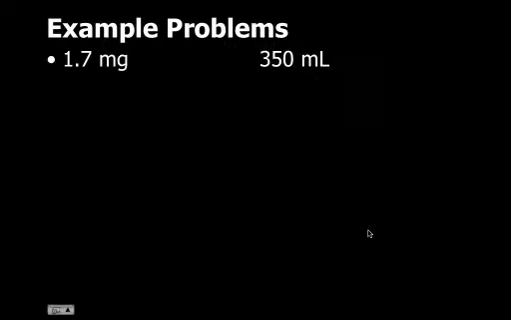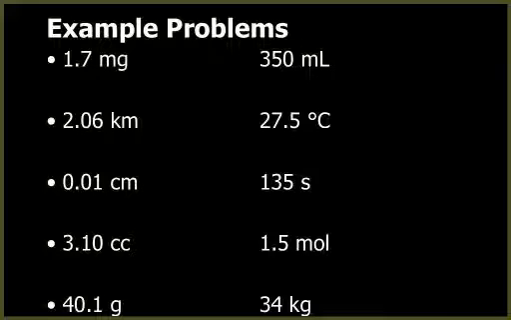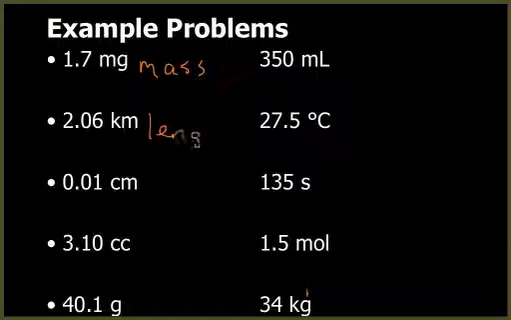Okay, so just a couple of example problems here. We're going to see if we can label these in terms of what type of measurement it is. For this first one, 1.7 milligrams, that is a mass measurement. 2.06 kilometers, that's length. 0.01 centimeters, that would be a length measurement also. 3.10 cc's, that's going to be a volume measurement. Remember we said cc's is the same as cubic centimeters, which is equal to a milliliter.